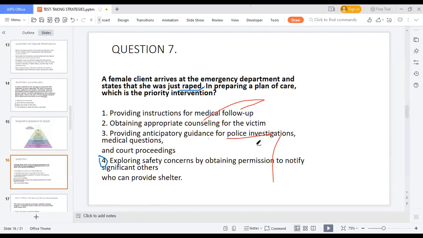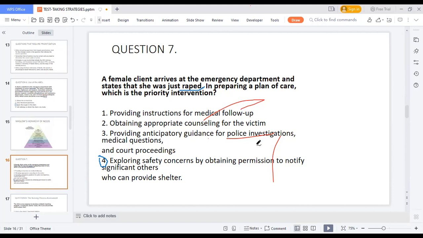Attend to the physical trauma of this client, and we don't have that in the options. The next option is telling us about safety. That is the one we have to go in for. Most of us think we have to provide counseling. Yes, counseling is good, but according to Maslow, counseling is not a priority at this moment.